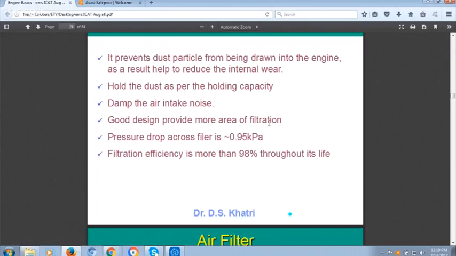And pressure drop across the new air filter is around 1 kilopascal approximately. And as it becomes older and older, as it accumulates the dust, the pressure drop increases, and the terminating pressure as a design parameter, I can tell you, is around 4 to 5 kilopascal. If the pressure increases to 4 to 5 kilopascal, I should remove the air cleaner and clean it, or put it back.